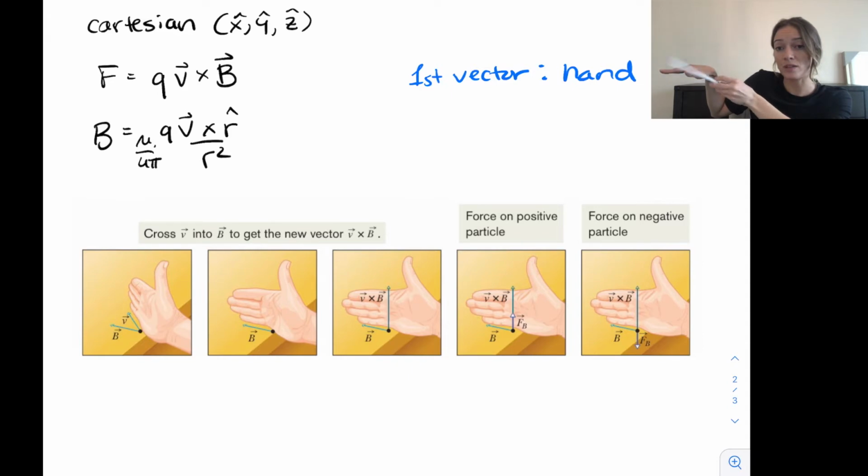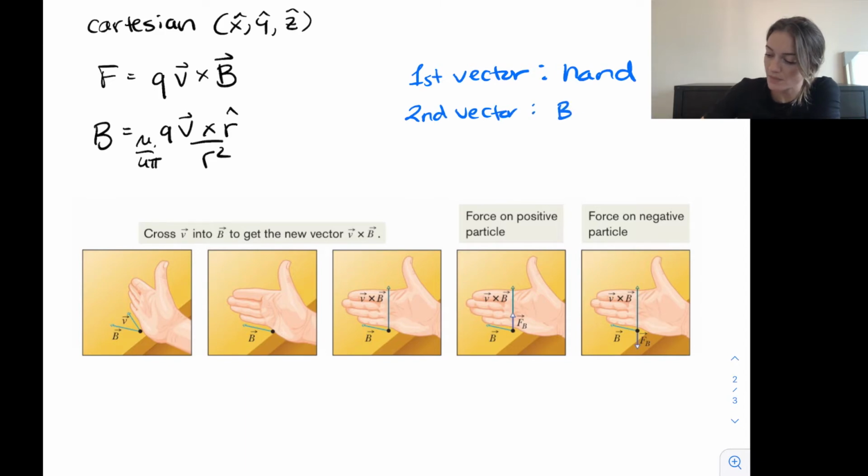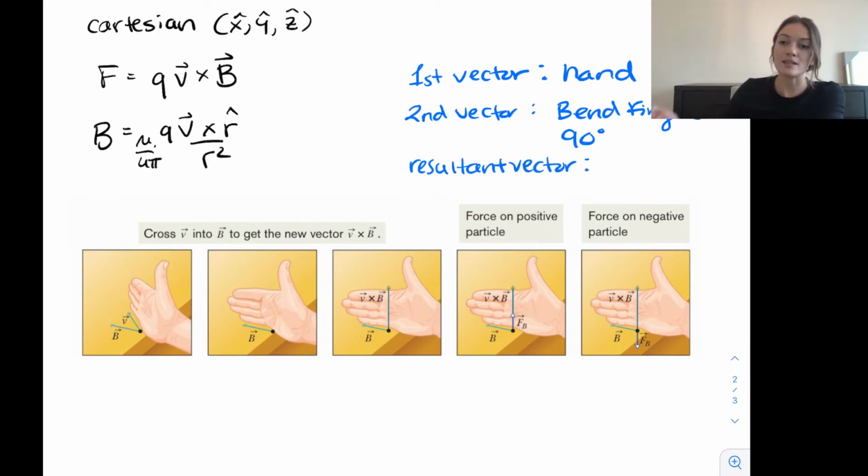Now, if my magnetic field was pointing up, in order to bend my fingers at a 90-degree angle up, I would obviously have to turn my hand over, bend them at a 90-degree angle, and then your thumb is pointing in the direction of that third vector. So for the second vector, bend your fingers at a 90-degree angle from your hand, and then your resultant vector is your thumb.